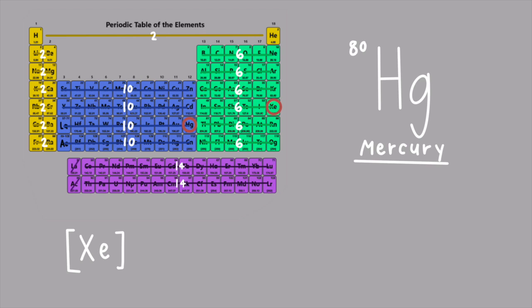You would then proceed to write xenon in brackets. After that, you just continue a normal configuration like you would for electron configurations. You would do it until you reach Mercury like before. So it should be xenon in brackets, 6s2, 4f14, 5d10.